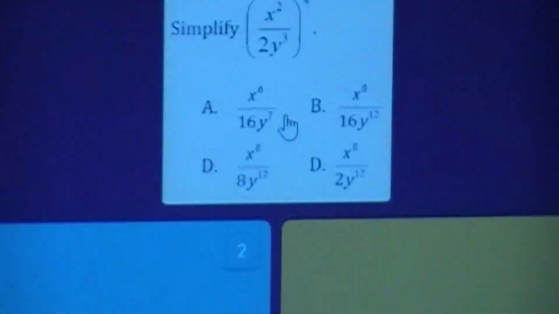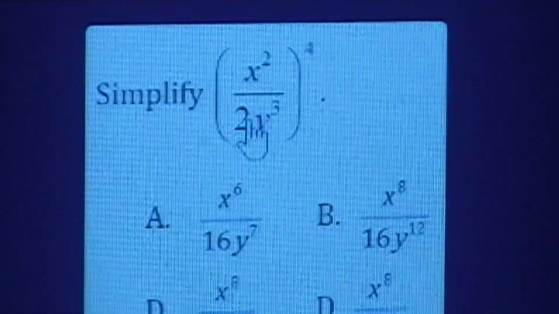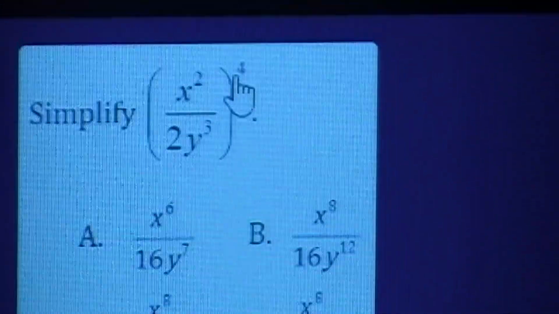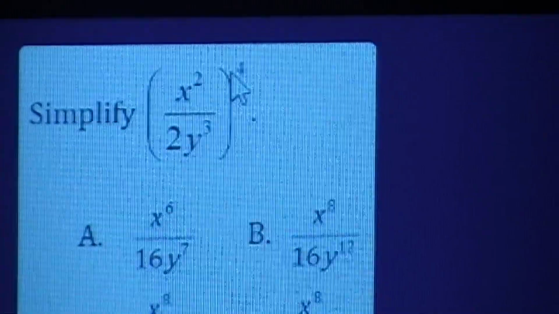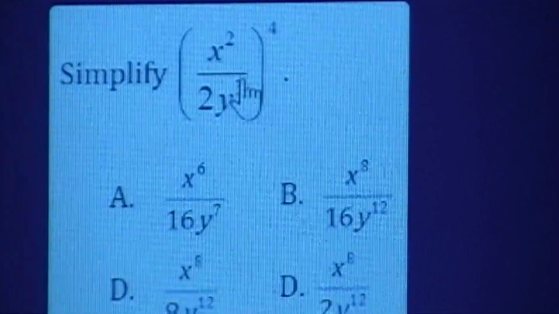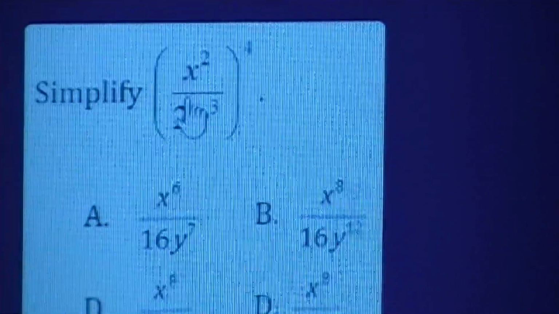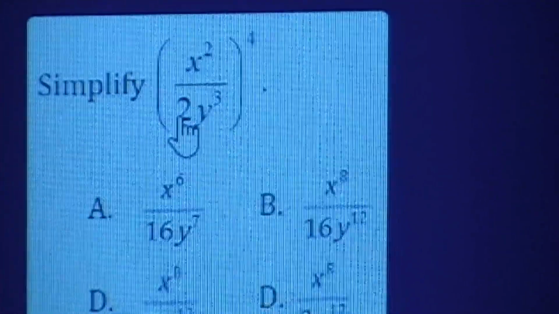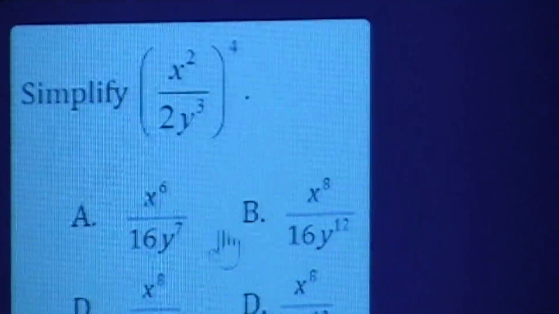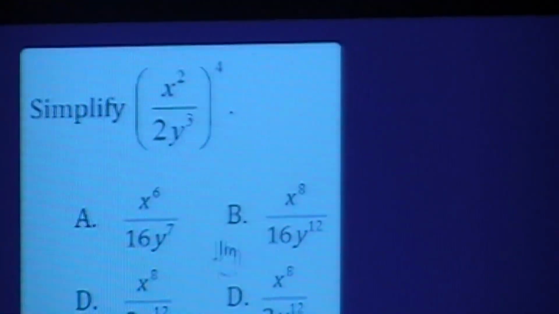Okay, so simplify x squared over 2y to the third, all to the fourth power. X squared to the fourth is now x to the eighth because you multiply. 2 to the fourth, you have to actually put in your calculator, 2 to the fourth power, which is 16. There's only two options down here that give you 16.